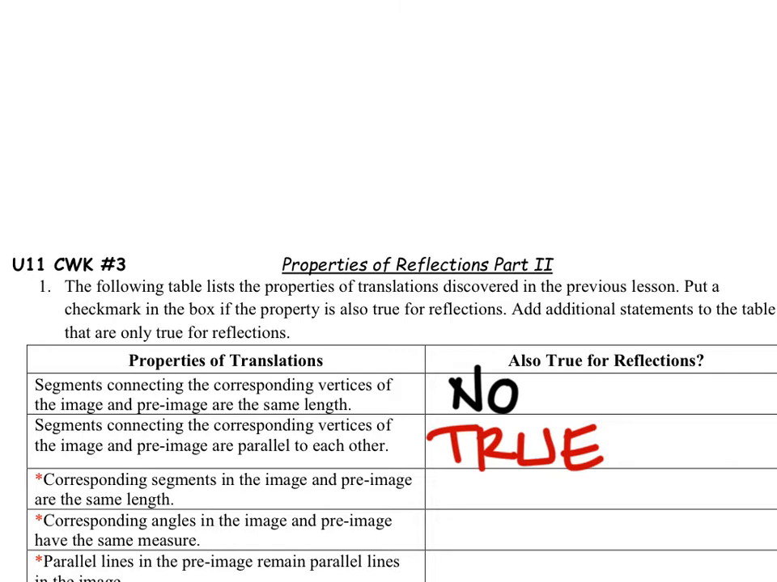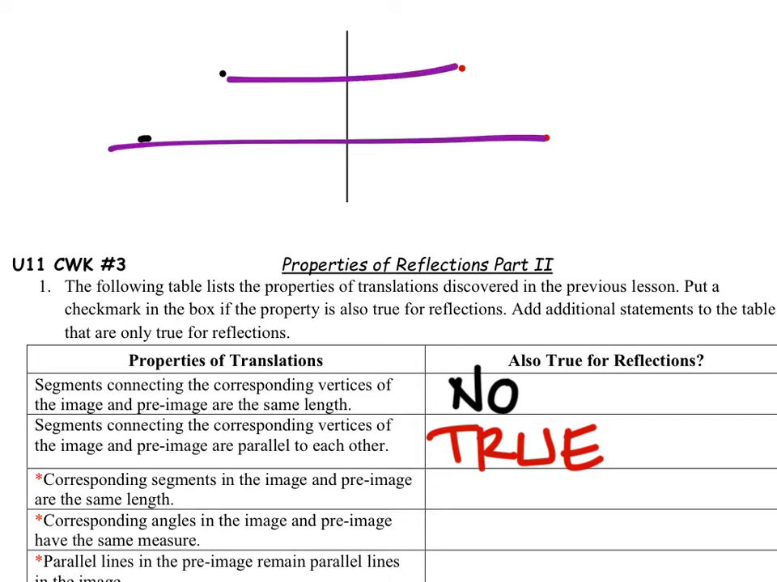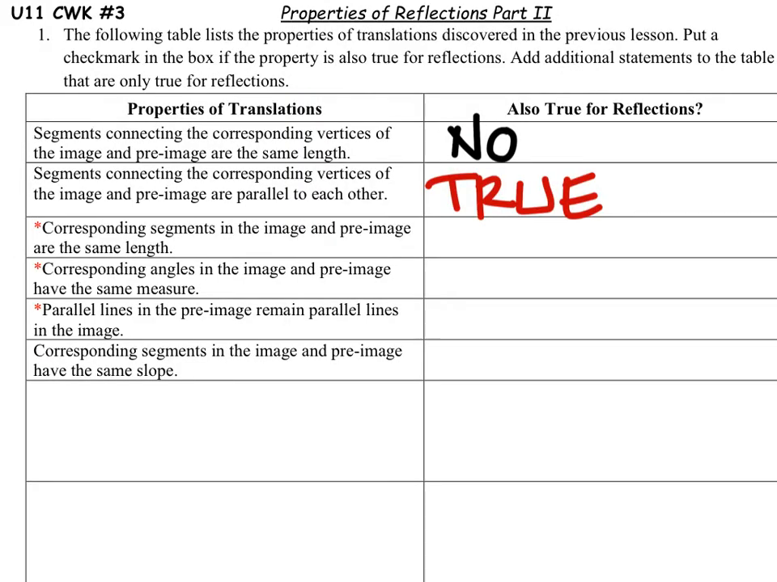Alright, what that means is if you got your line of reflection right here, and you're going to be connecting these points or reflecting them across that line, and maybe you end up with something like these. It means that this line is parallel to this one, especially if I'd drawn it better. So corresponding segments in the image and pre-image are the same length. Yes. That one is true.